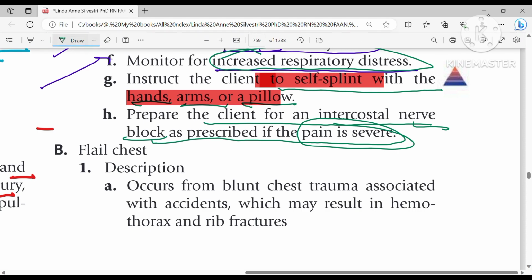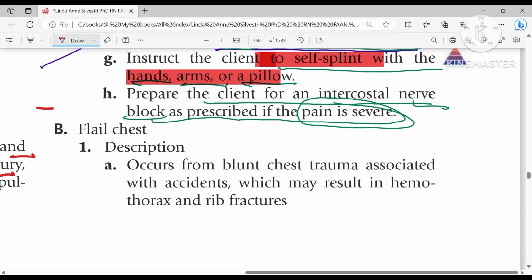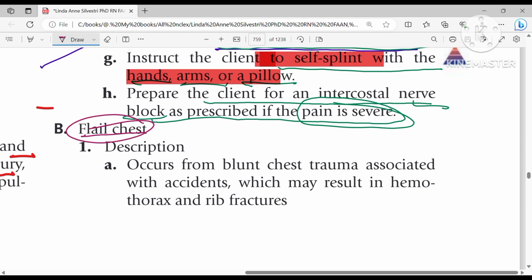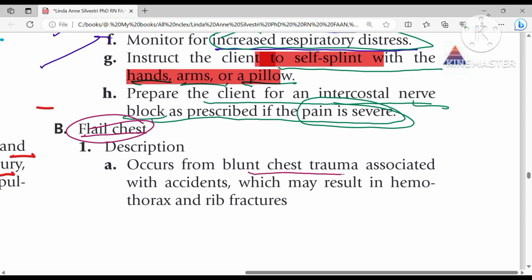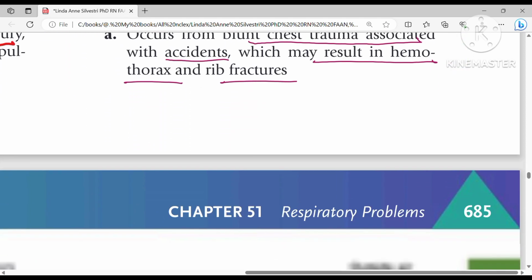Now coming to the next heading, flail chest. This is also a very important topic. So what is flail chest? It occurs from blunt chest trauma, associated with accidents, which may result in hemothorax and rib fracture.